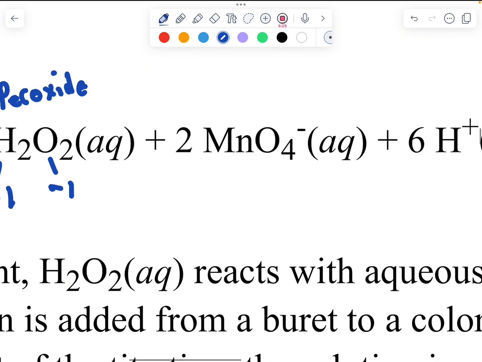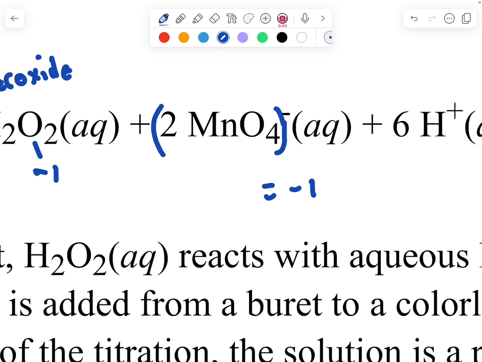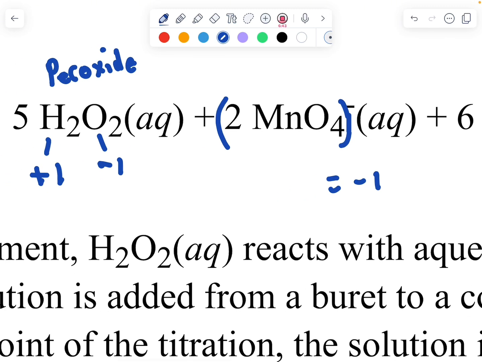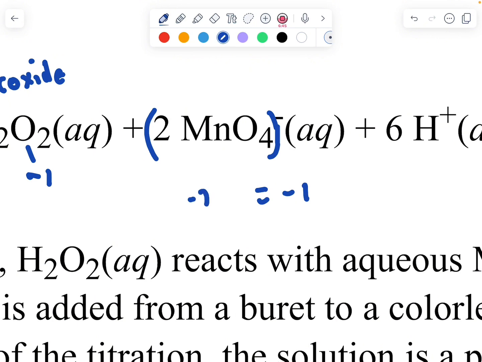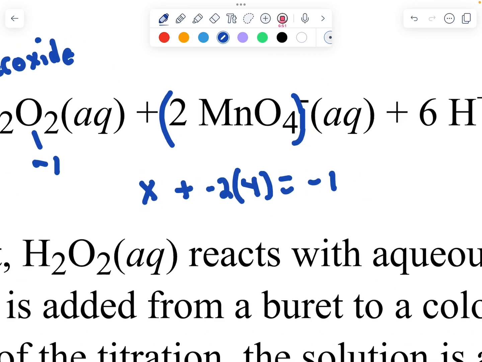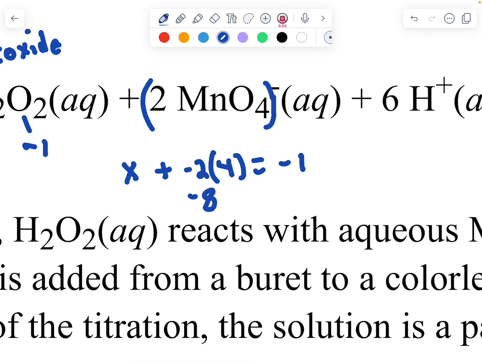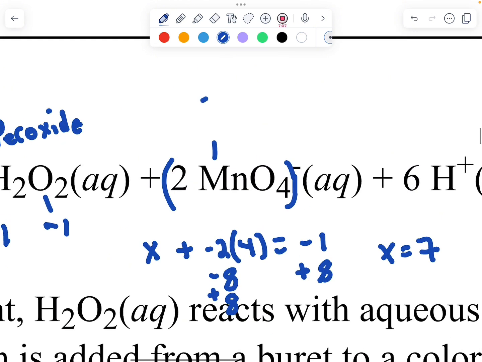Then we have MnO4 negative, which is a permanganate, but we know that it has a negative charge, so these have to equal -1. We know that our oxygen is going to have a -2 charge. So we have -2 times 4, and then plus x. And that has to add up to -1. So this will be -8. We'll add that to both sides. And so we're adding 8 to -1, which is +7. So x equals 7 for this manganese, and the oxygen is -2.